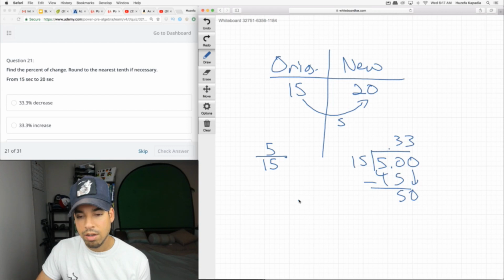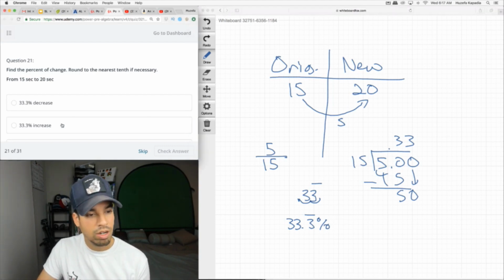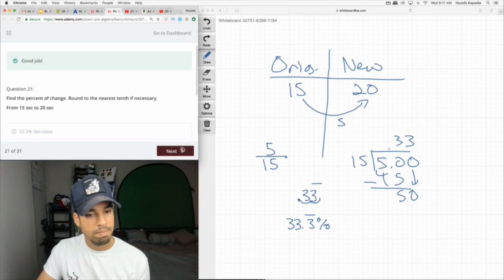So we'd say 0.33 going on forever. Move the decimal over twice. It's 33.3%. And is it an increase or decrease? It's an increase because it's gone up. And that's that.